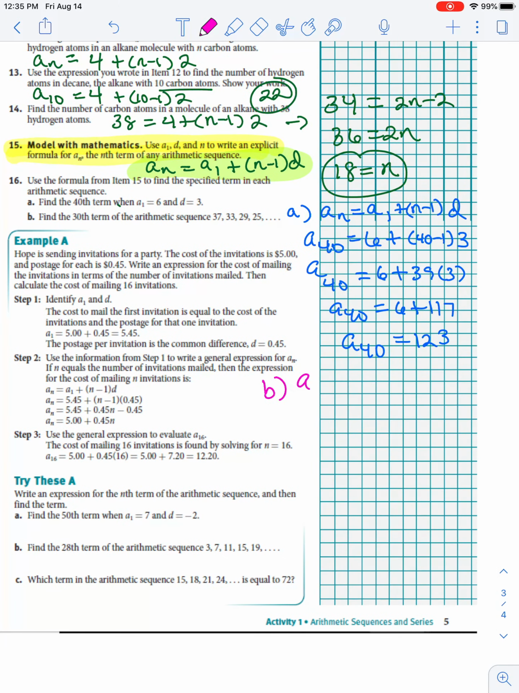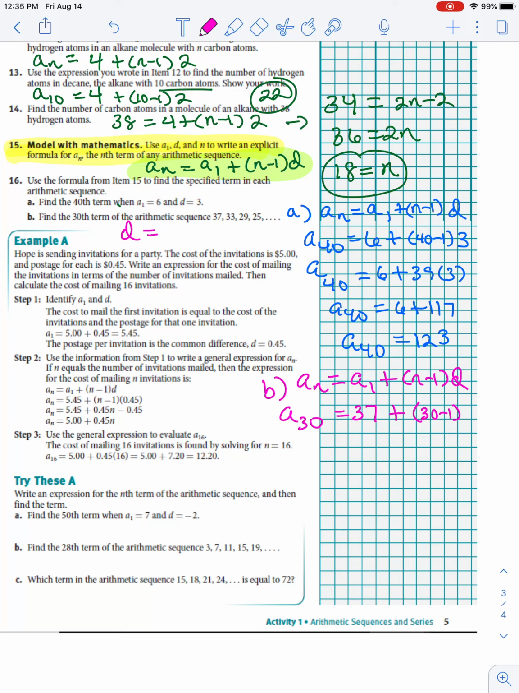So for part B, we are going to first write our formula. A sub n equals A sub 1 plus n minus 1 times d. 30th term, A sub 30. A sub 1, I just have to look at the sequence. It's 37. Now n minus 1, my n is 30, so 30 minus 1, and my difference.